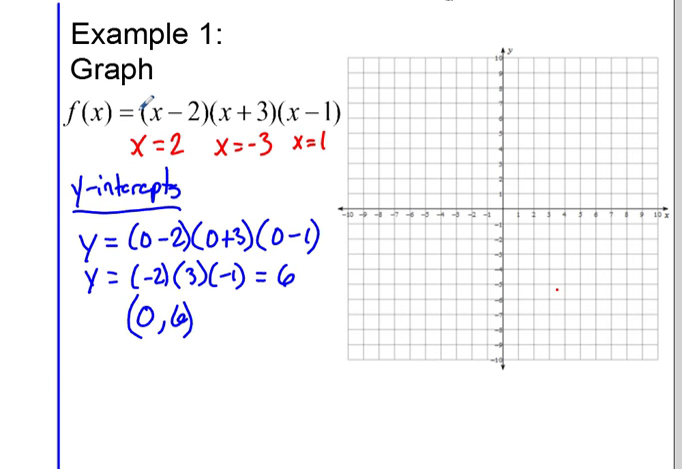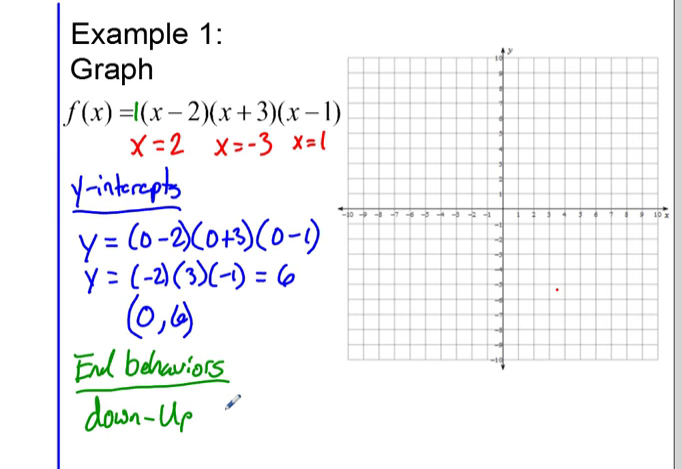Also, since the value in front of the first factor is technically a +1, it's not negative, which means that we're going to have a graph that continues in the upwards direction. So our end behaviors, this is a down up graph, and it's because of a +1.